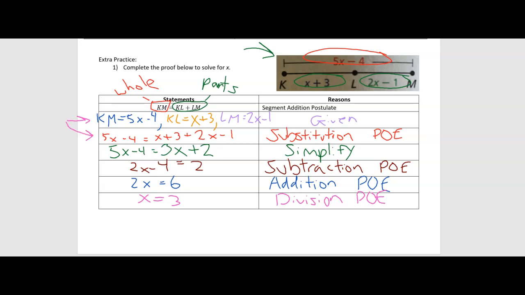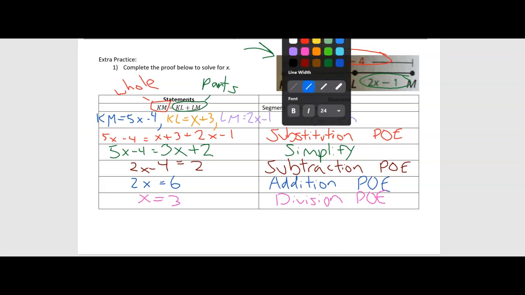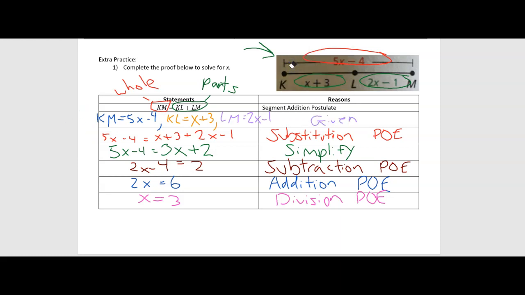So I wrote down the given. That just told us what the expressions for each of those segments or pieces of the whole segment were. And then I substituted them into the original equation that I gave to you. So we are using these two statements here to create this one. So we came up with an equation, we defined what each part of that equation was, and then we made some substitutions.